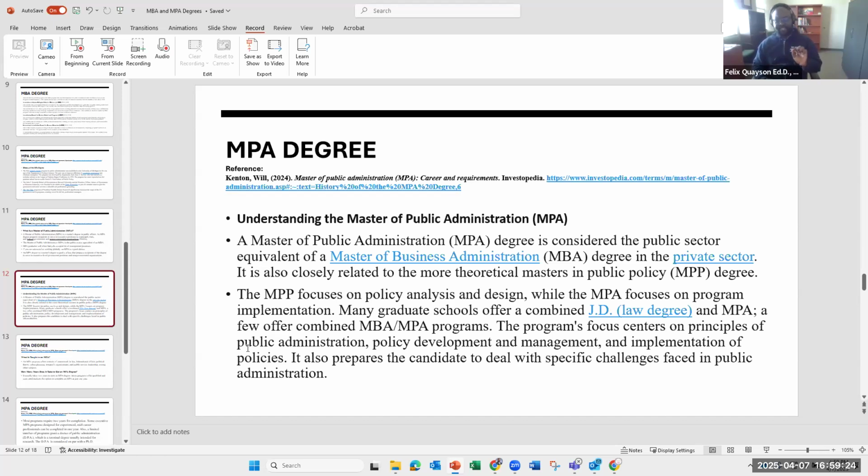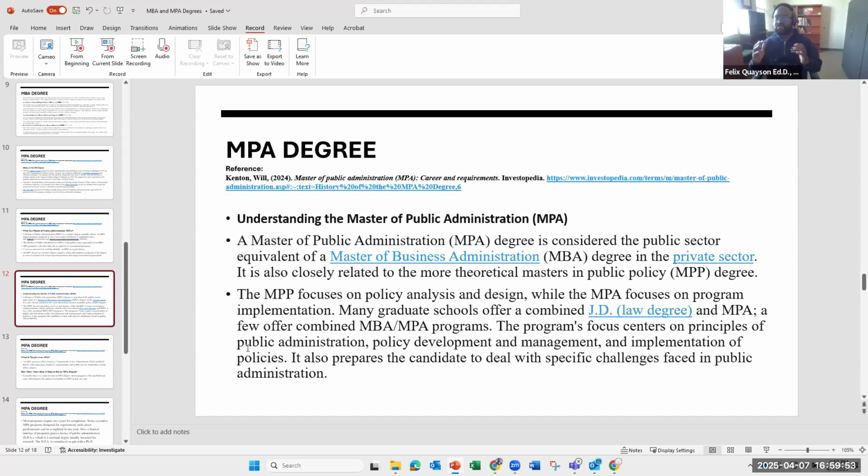The MPP degree, which is the Master of Public Policy degree, focuses more on policy analysis and design, while the MPA focuses on program implementation. Okay, so those are the differences. The MPP degree focuses more on public policy analysis and design. The MPA program focuses more on public policy and program implementation.